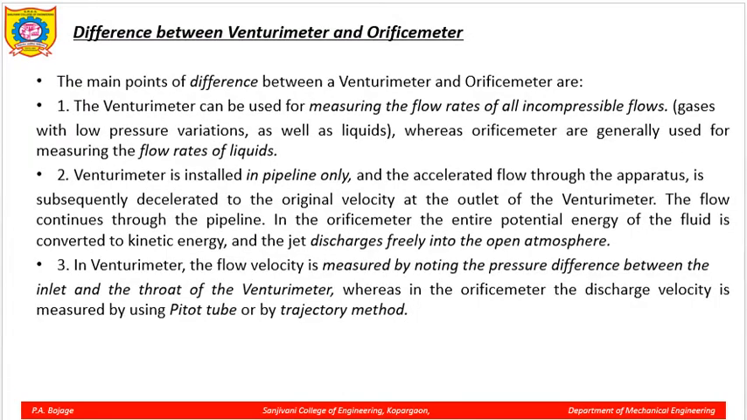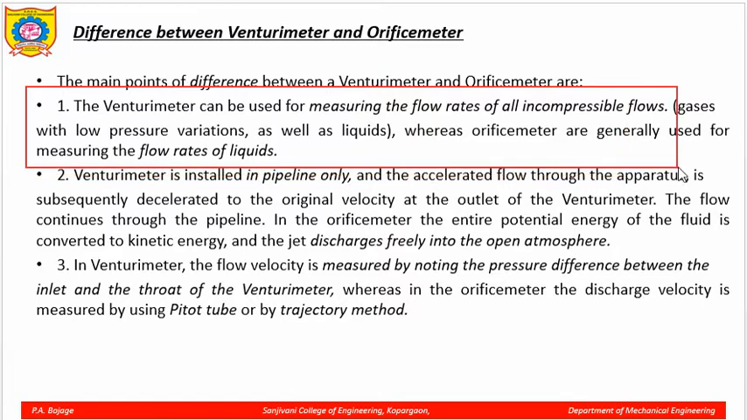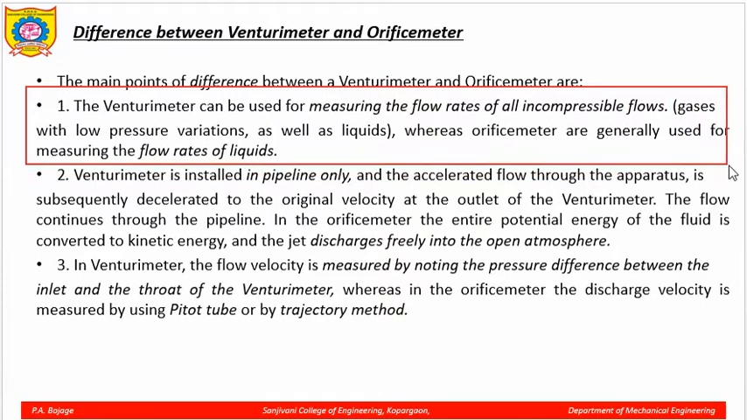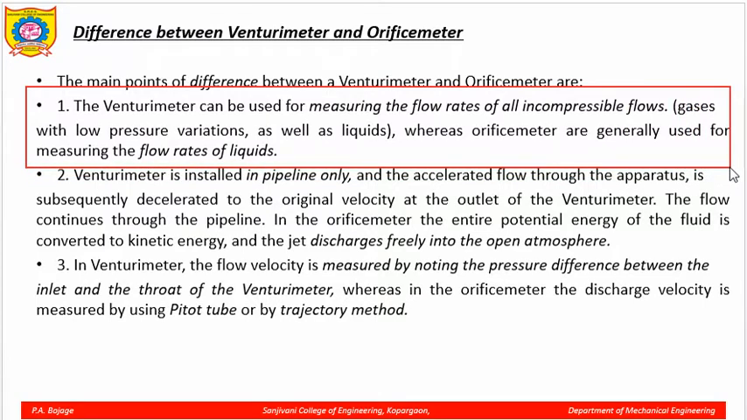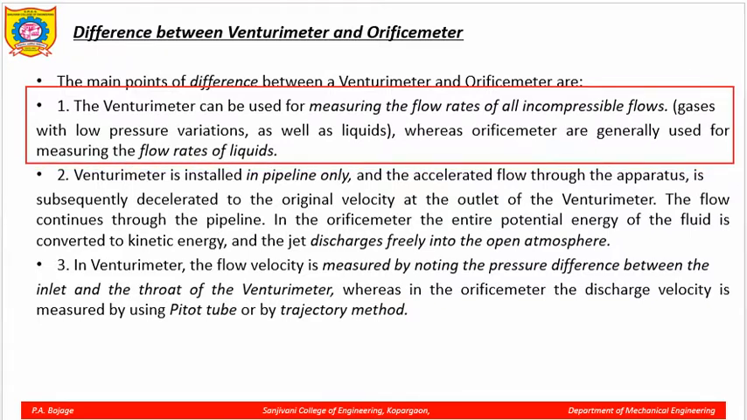So, the major differences of venturimeter and orifice meter are as follows. The venturimeter can be used for measuring the flow rates of incompressible flows, gases with low pressure variations as well as liquids, whereas orifice meters are generally used for measuring the flows of liquids.